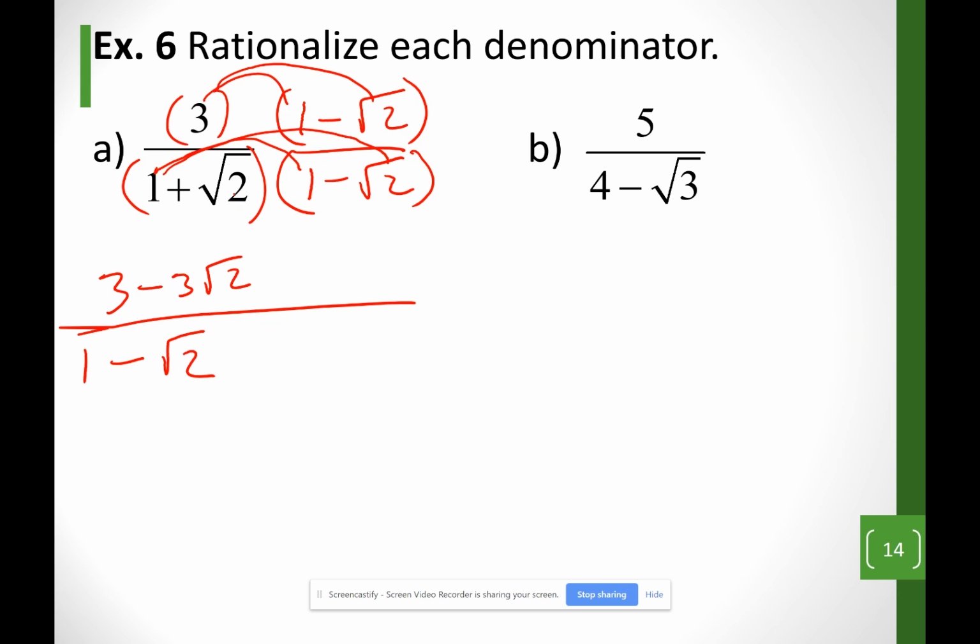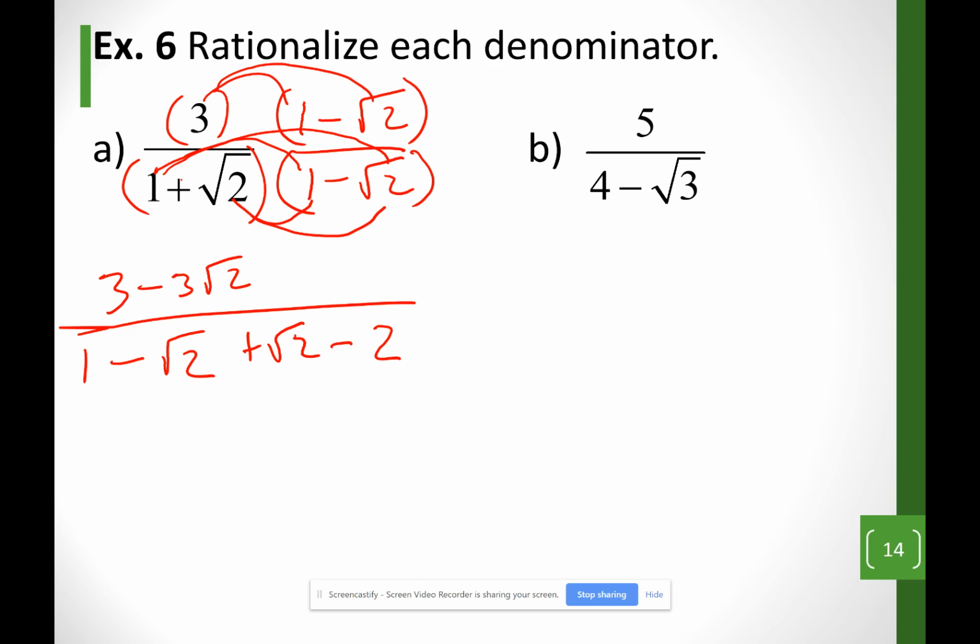Now, let me distribute the radical 2 from the first parentheses to everything in the second parentheses. So radical 2 times 1 gives me a positive radical 2. Radical 2 times a negative radical 2, I know positive times a negative gives me negative. Radical 2 times radical 2 gives me just 2.